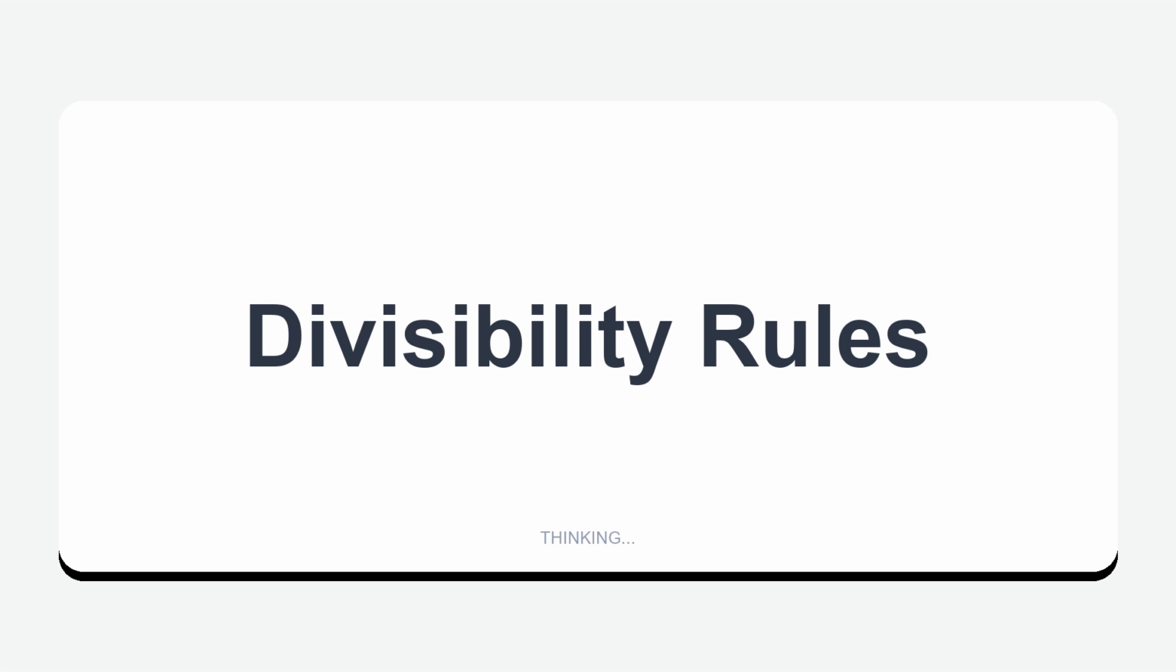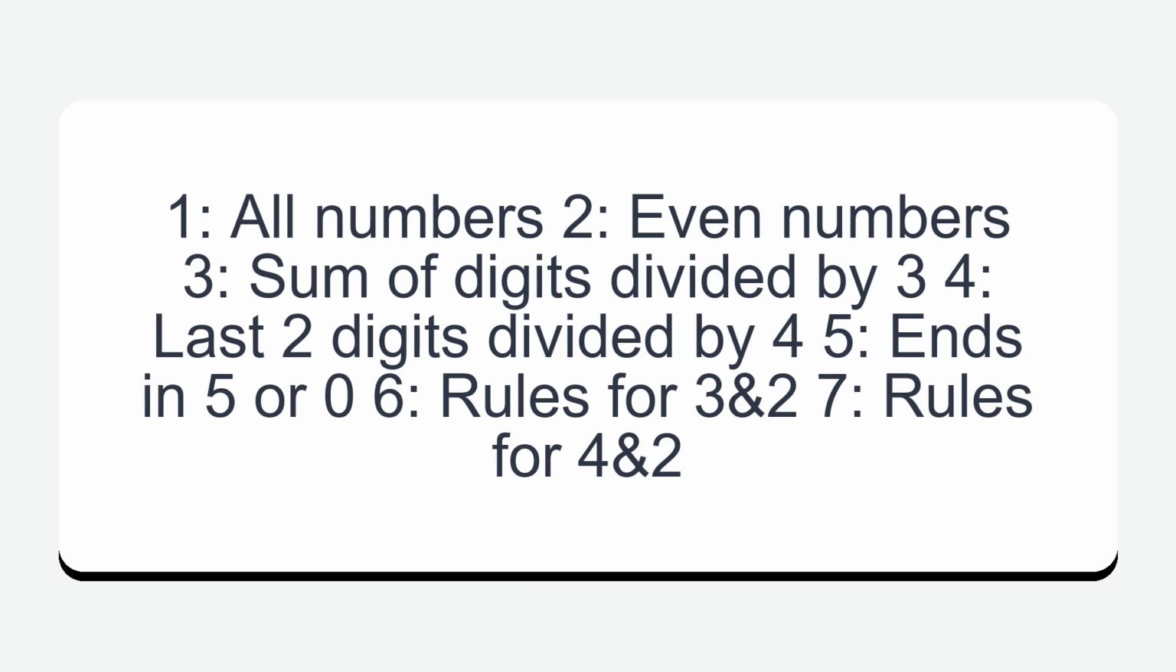Divisibility rules. 1: all numbers. 2: even numbers. 3: sum of digits divisible by 3. 4: last two digits divisible by 4. 5: ends in 5 or 0. 6: rules for 3 and 2. 8: rules for 4 and 2.